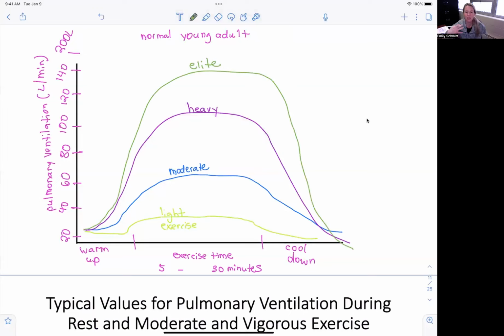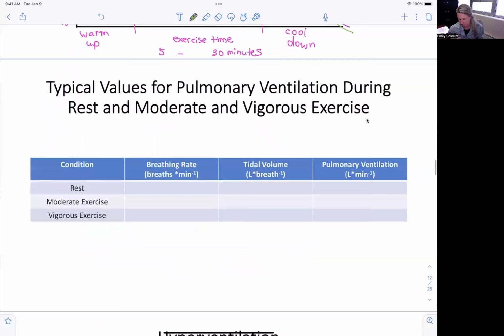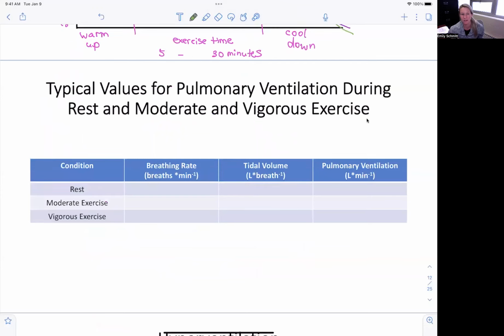But usually, if you or I were to go to work out, we would be somewhere between that 60 liters per minute to about 120 or so liters per minute. So let's put some numbers into a table. I think this will really help make this make sense. So typical values for pulmonary ventilation during rest and moderate to vigorous exercise.